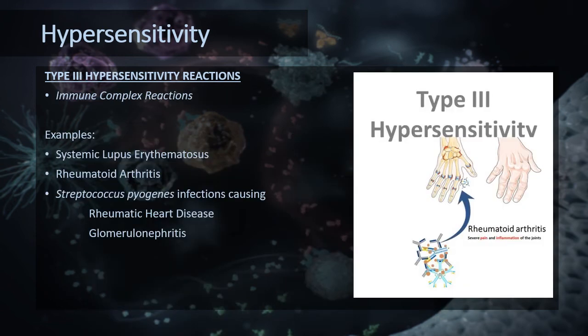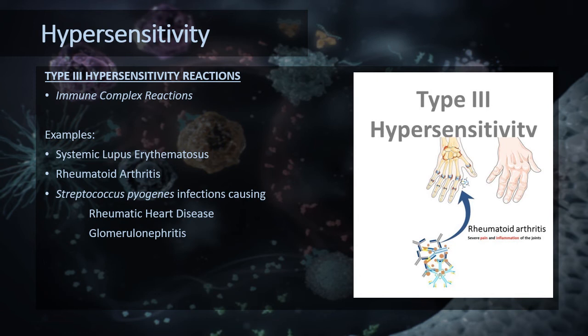For type 3 hypersensitivity reactions, this involves immune complex reactions. When the body is infected with a bacterial pathogen, the body tends to produce antibodies against the bacteria, and that will result in an antigen-antibody complex. These complexes will later on be deposited into the organs, causing hypersensitivity.